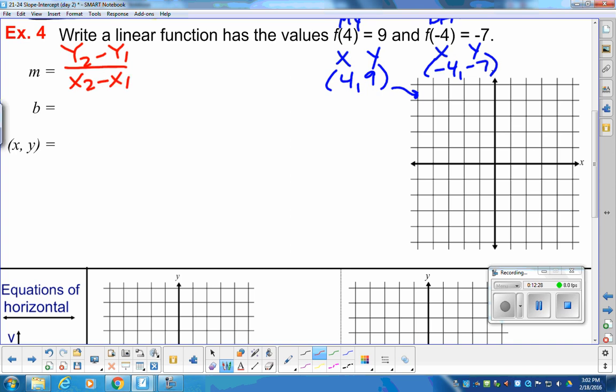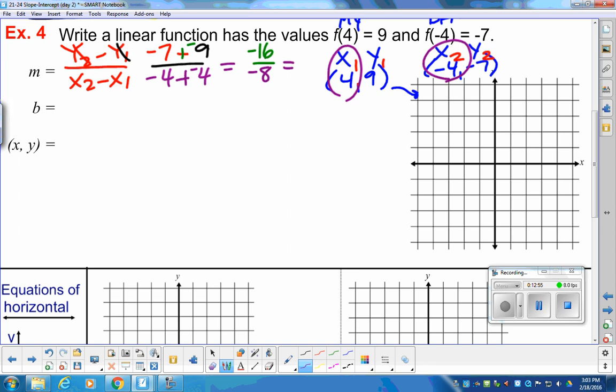So here's my x1, y1, and here's my x2, y2. So my y2 value is -7. My y1 value is 9. My x2 value is -4. And my x1 value is +4. So if we were to clean this up in the numerator, we stop, chop, chop, which is -16. We clean up the denominator. Stop, chop, chop, which is -8. Triangle problem says -16 divided by -8 is +2. Now I don't know the y-intercept here.